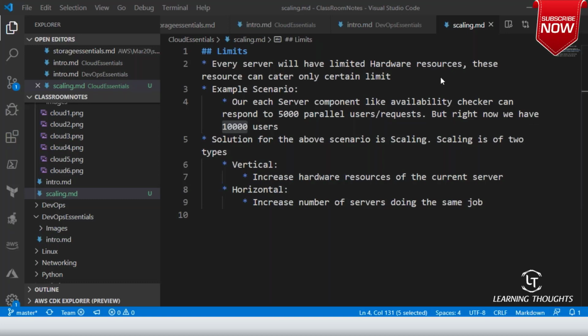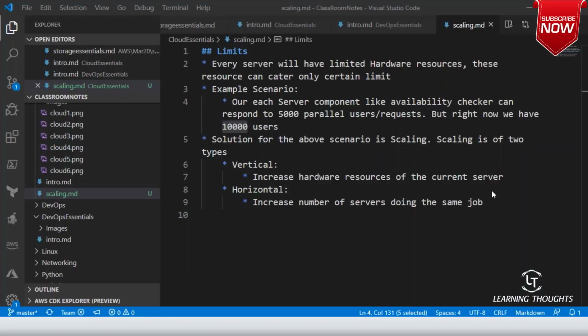I'm unable to see my desktop. Okay. I have reset it. I think you should be able to now. Okay.